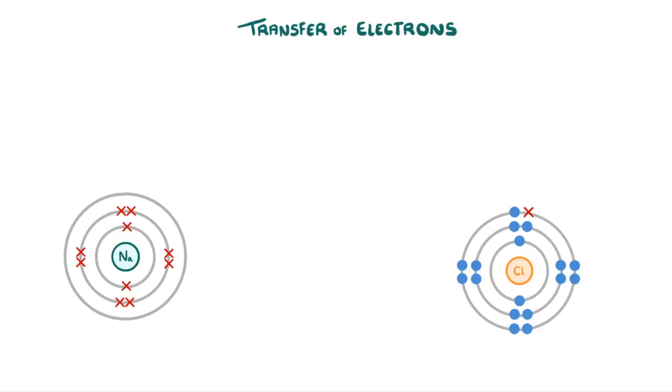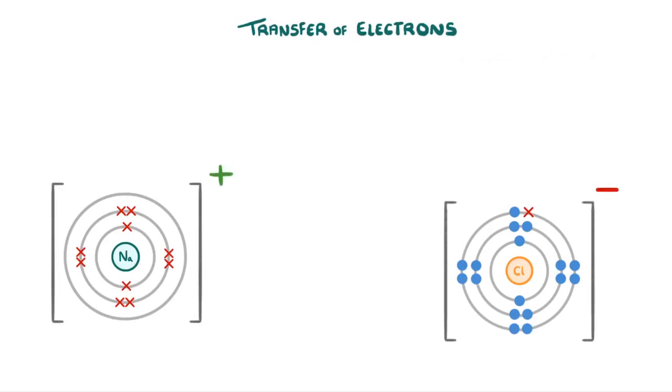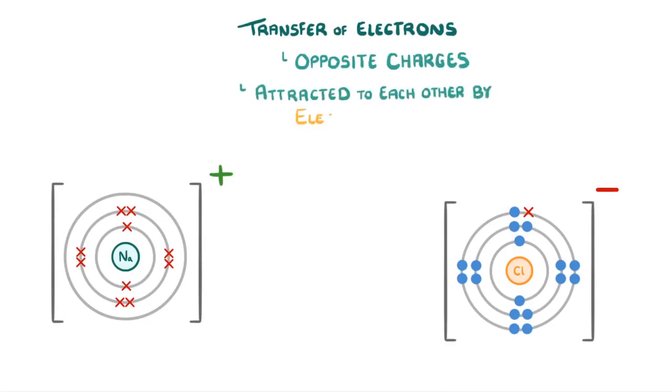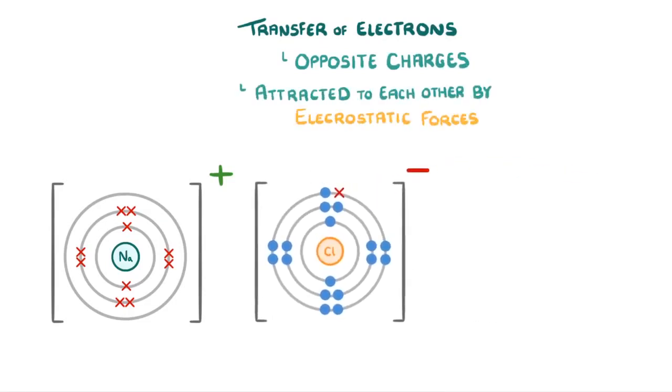Once this electron has been transferred, both atoms become ions, with full outer shells of electrons. So we put big square brackets around them, and their charge in the top right corner. The important bit here is that the two ions have opposite charges, so they'll be attracted to each other by electrostatic forces to form an ionic compound.